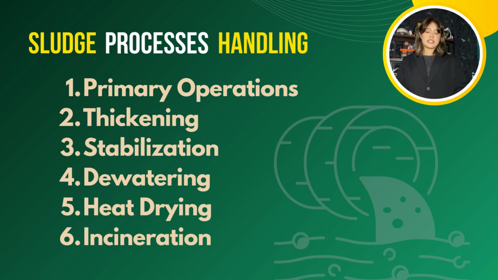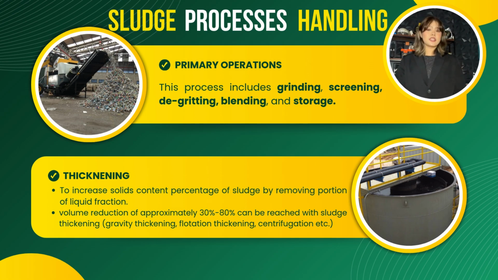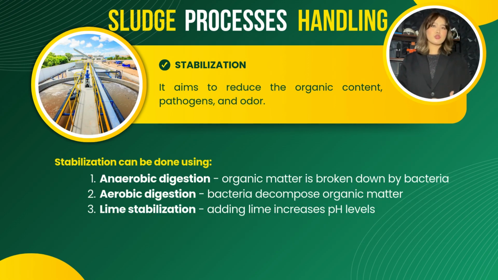There are five types of sludge processes handled. First is the primary operations, thickening, stabilization, dewatering, heat drying, and incineration. Primary operations. This process includes grinding or particle size reduction, screening or removal of fibrous materials, degritting or grit removal, blending, and storage for flow equalization. Next is thickening. It is to increase the solid content percentage of sludge by removing a portion of the liquid fraction. The methods of thickening are gravity thickening, flotation thickening, and centrifugation.